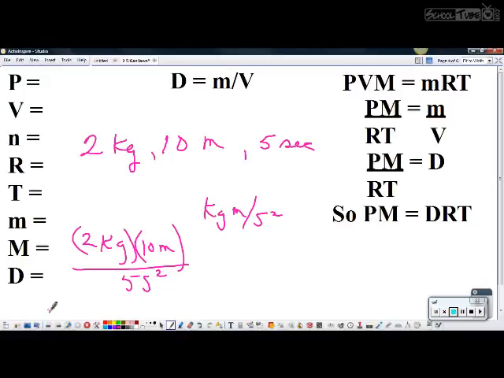So look at your units. Units are the most important thing. And you can work out problems that you don't have a clue how to work if you know what unit you're trying to get in the end.